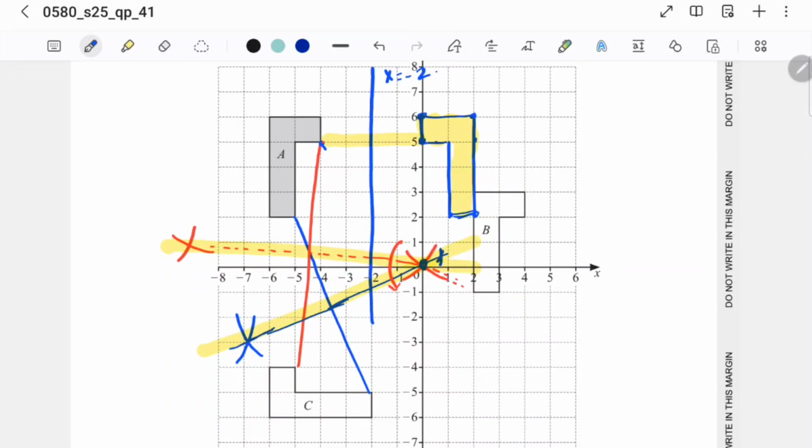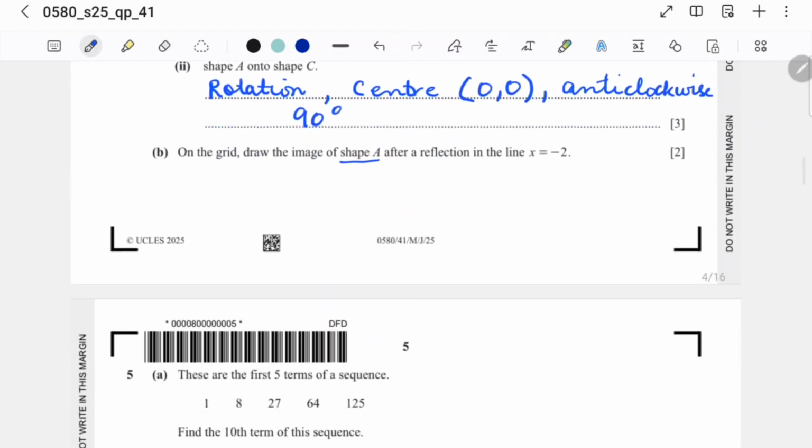So the coordinates which we get after the reflection are (0, 6), (0, 5), (2, 6), (2, 2), (1, 2), and (1, 5). Okay, so these are the answers for this question.